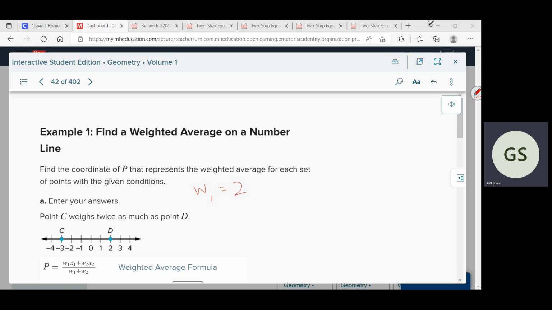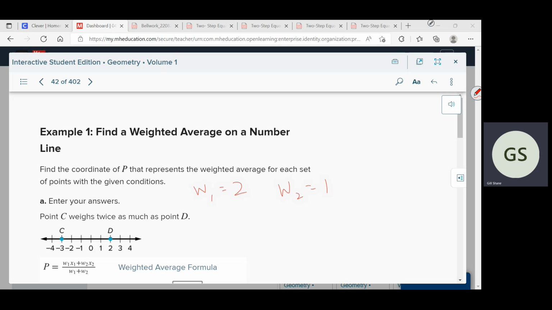Oh, all of this means multiply, by the way. That's W, the first weight, times the first X. That's the second weight times the second X. So remember, that's multiplying in between those. Down here, we're just adding the 2 weights together, 2 plus 1. So W is the weight, X is the value on the number line. And then weight 2 would be just 1 in this case.